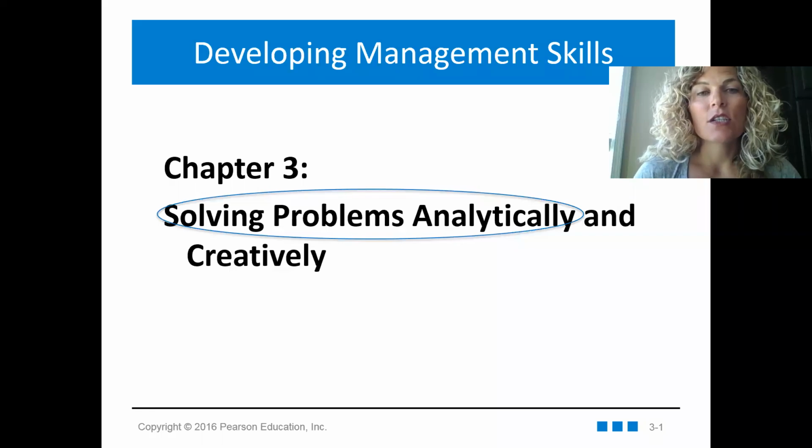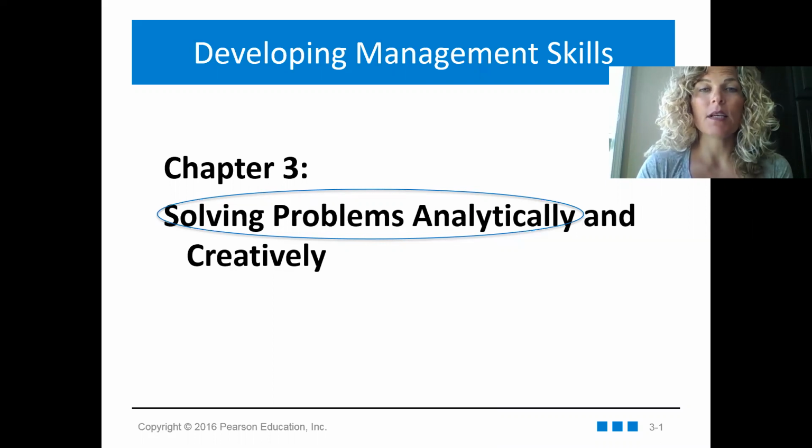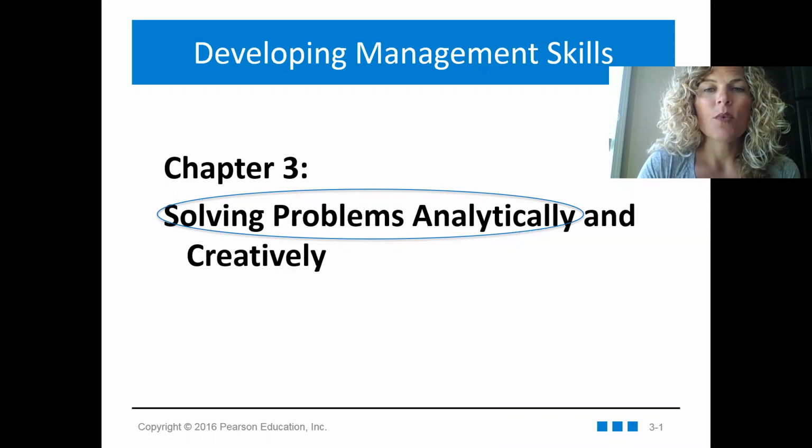Hello. Today's lecture is going to focus on Chapter 3, Solving Problems Analytically. The next lecture that you'll listen to will focus strictly on creative problem solving, but I broke the one chapter up into two mini lectures. So we're going to go through just the basic steps of solving problems analytically. And what that really is alluding to is having this framework. So even when we talk about solving problems creatively, we're still going to use this analytical process.